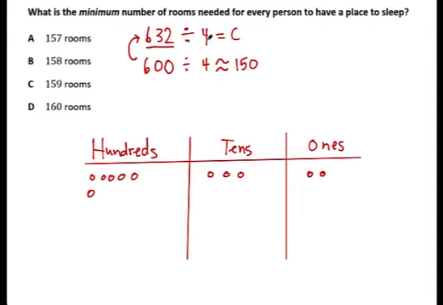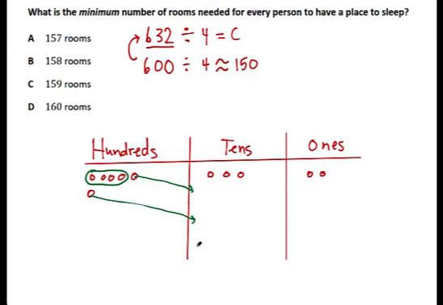Now we're just going to group them in sets of 4. So I'm going to change the color here and start grouping. So here I can group, let's see, 1, 2, 3, 4. So there's one group of 4. But these two here, I don't have enough to group, so I have to move these over to the tens place.